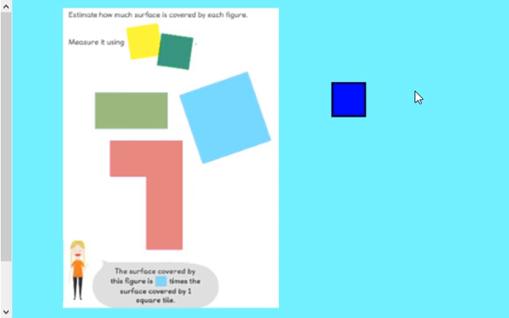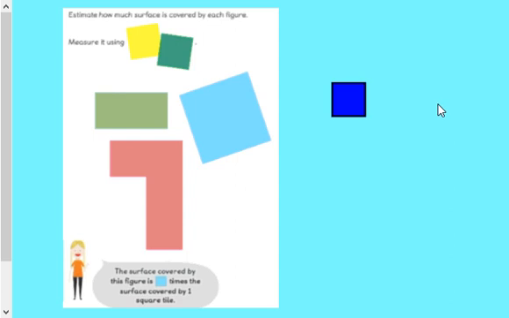Okay, now it's your turn. I want you to have a little look at these shapes here, and I want you to try and make a best guess, an estimate. Which one do you think covers the most surface area? And how many of these squares do you think it would take to cover the surface area of each shape? Just by looking at them, just by having a little bit of a guess. Okay. Press pause while you're working and press play when you're ready to come back and listen.